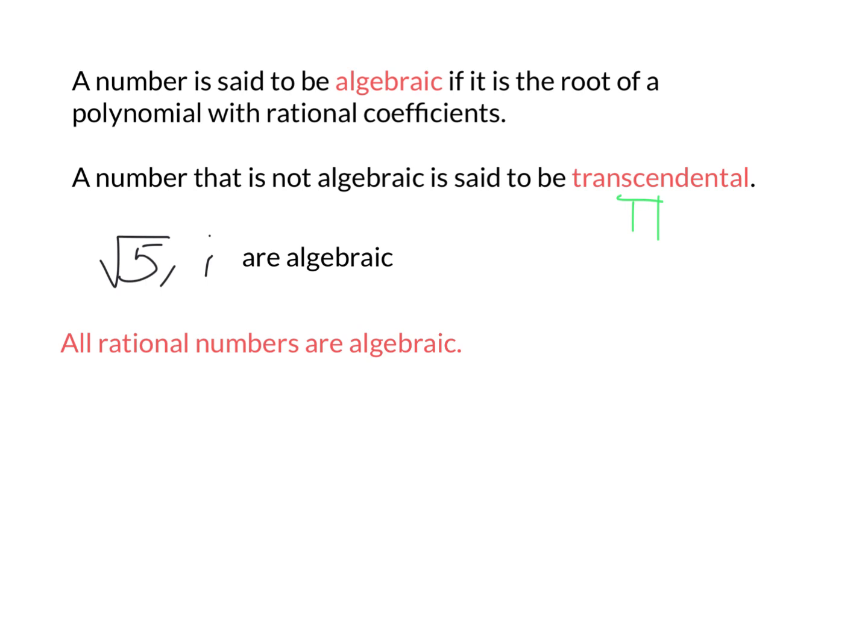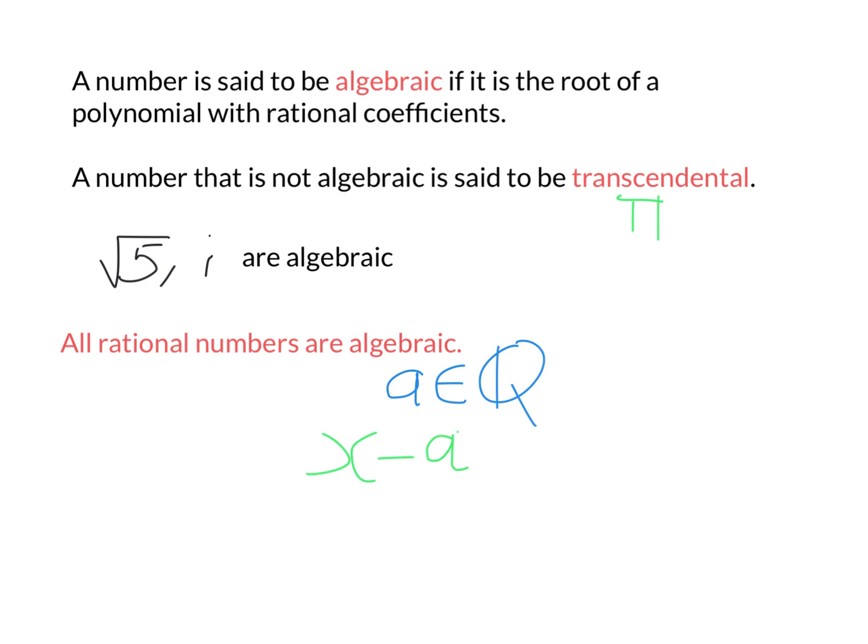So by definition, all rational numbers are algebraic. Why is that? Well, let a be some rational number. Well, a is going to be the root of the polynomial x minus a. So it turns out this is a polynomial. The coefficient of x is 1, and the constant term must be a rational number. So this is a polynomial with rational coefficients that has a as a root.